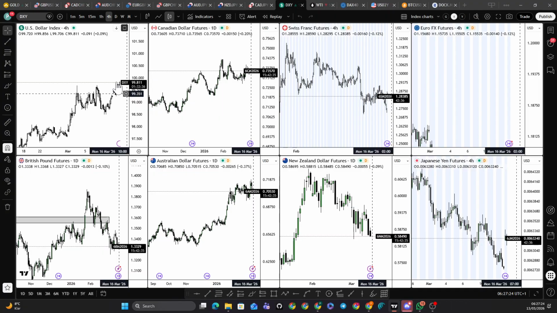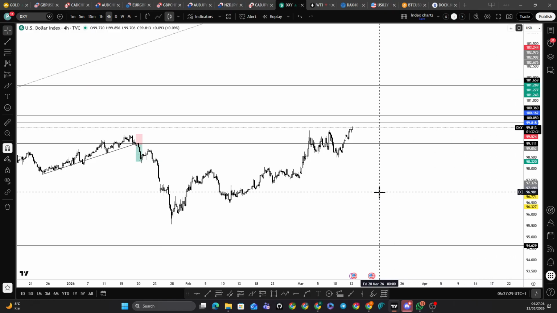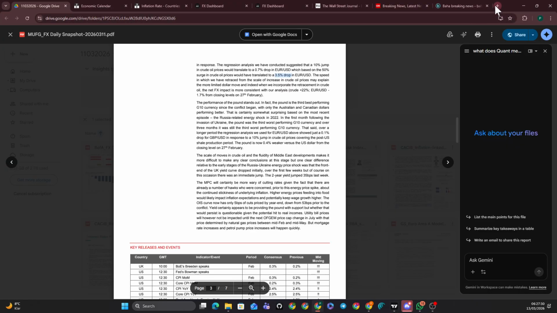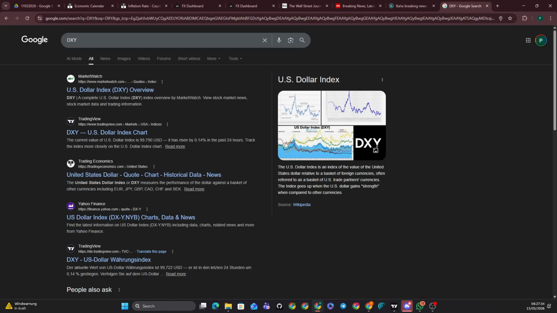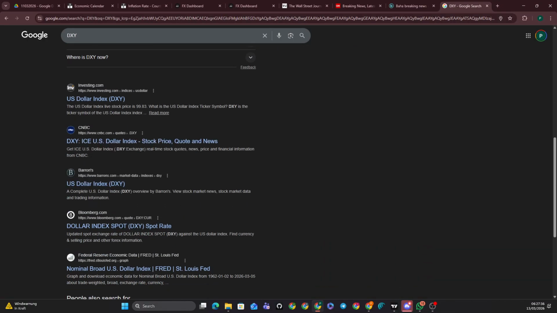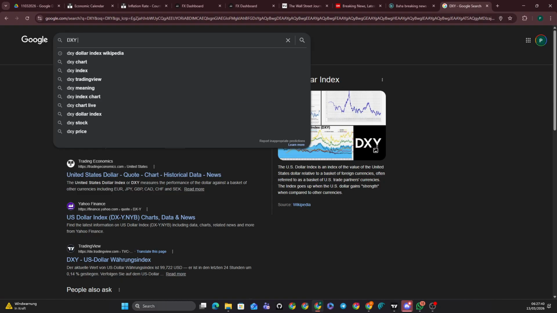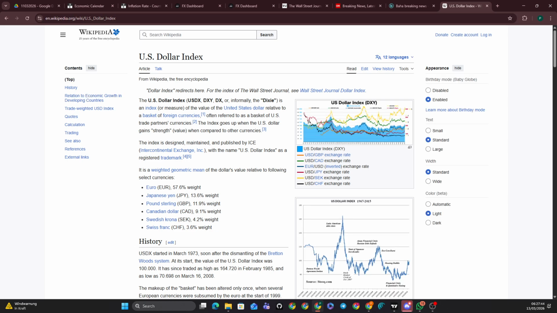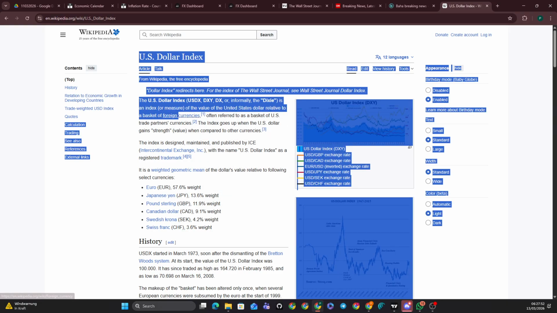And also you should know that DXY is the US dollar index. Let me get you that also. Wikipedia is here. So here, the US dollar index is an index of the value of the United States dollar relative to a basket of foreign currencies.